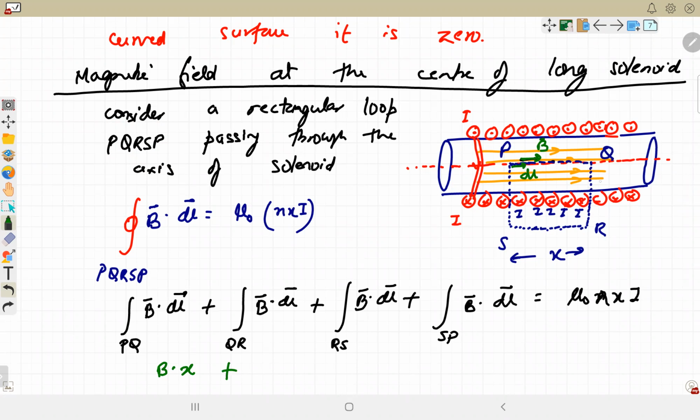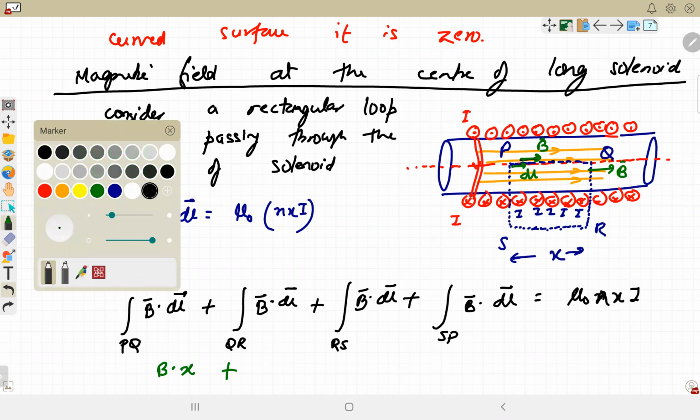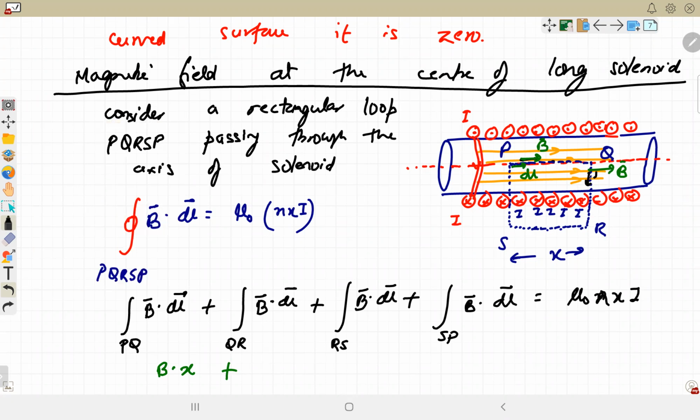When we go on QR, B is towards the right side and dL is perpendicular. So where it is inside, B and dL are perpendicular, so cos 90 is 0. And when we go outside, there is no magnetic field, as we decided. Outside there's no magnetic field. So for half of QR, B is perpendicular to dL, and for the other half there's no magnetic field. So overall it becomes 0. RS is outside, where the magnetic field does not exist. SP is again 0 because of the same logic.